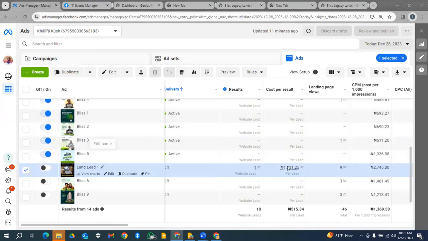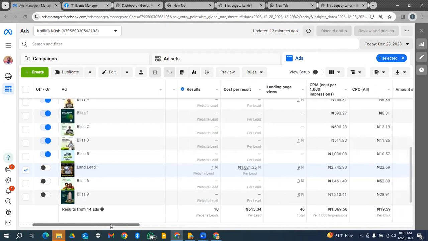So once you're having high CPMs like this, please shut down your ad immediately. Don't allow it to spend so much. In this case, the reason why we couldn't do that is because we're testing. You can see I would not have allowed it to reach 1,000 naira, but again, we're testing a new funnel, so I had to allow it to run for an extended period. So once your CPM is above 1,000 naira, please shut down your ad. Your ad is not doing well. Go and look for a new ad creative to test.